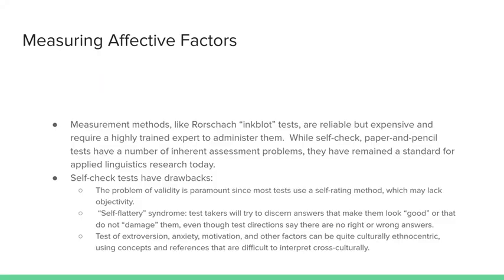So going back to the measurement of affective factors, we talked about some of the ideas, including the foreign language anxiety scale or the WTC, for example. These are just a number of questionnaires out there to measure these affective factors. Affective factors, however, overall are very difficult to measure. Why do you think it's difficult to measure affective factors?